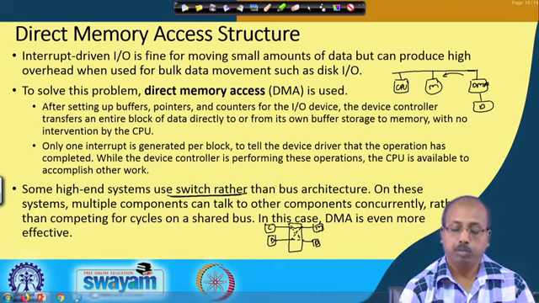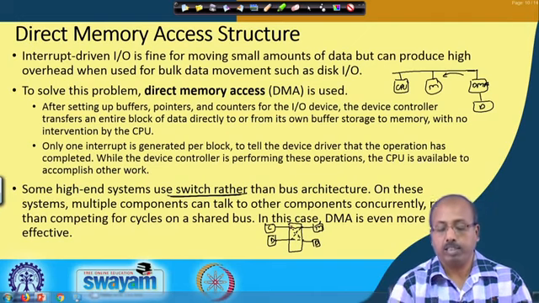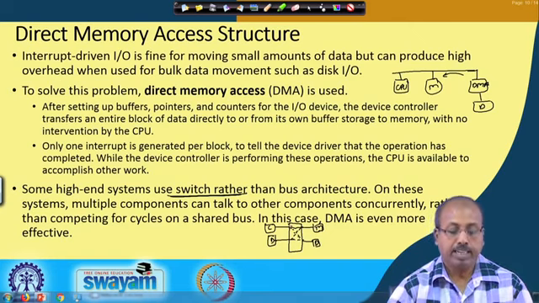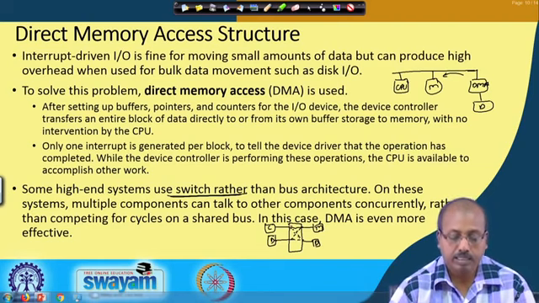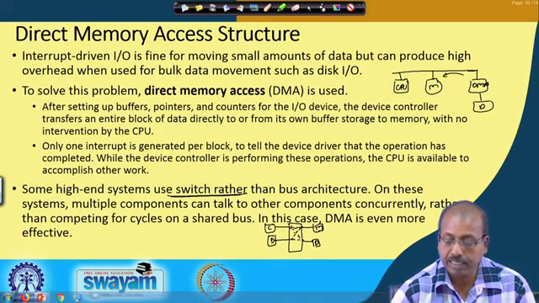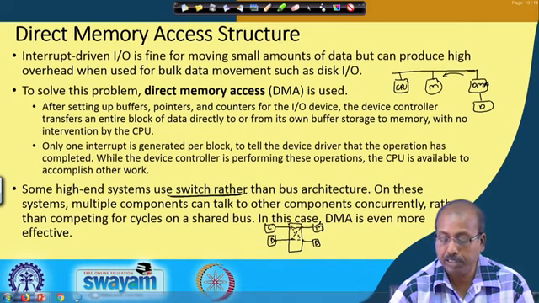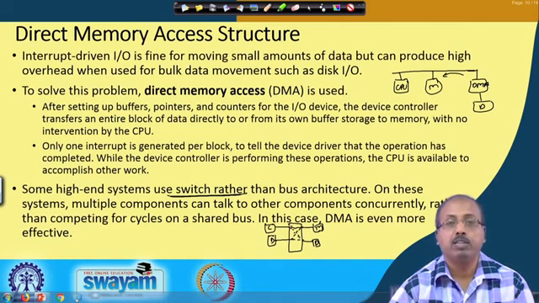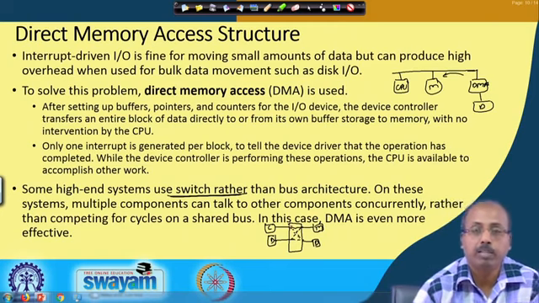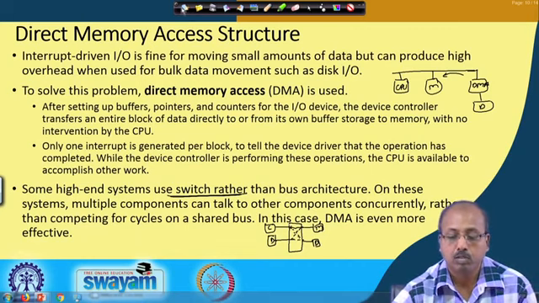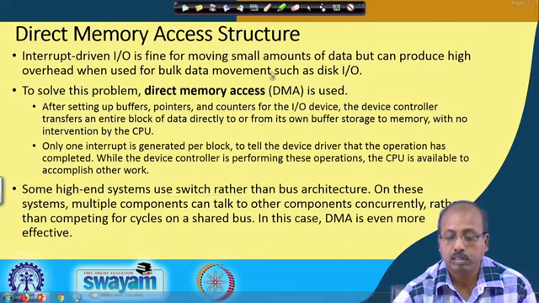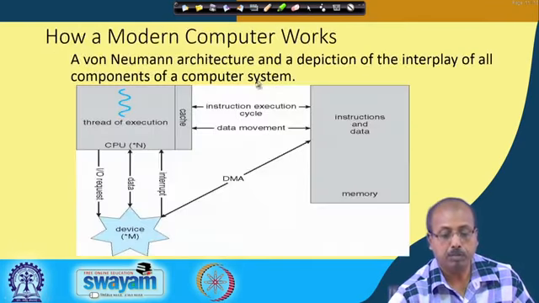Depending upon the number of layers in this switch, we can establish different types of connections, and we want to make multiple components talk to other components concurrently, rather than competing for cycles on a shared bus. Like in the previous situation, they were competing for free cycles, but in this case they do not compete for free cycles, they can do parallel operations. So, DMA becomes more effective because now the CPU is free to do some other operation rather than competing for the bus with the DMA controller. This way DMA can help us to improve performance.